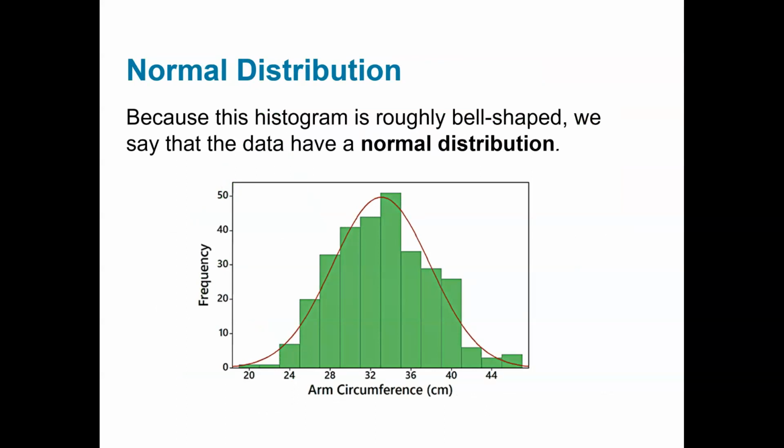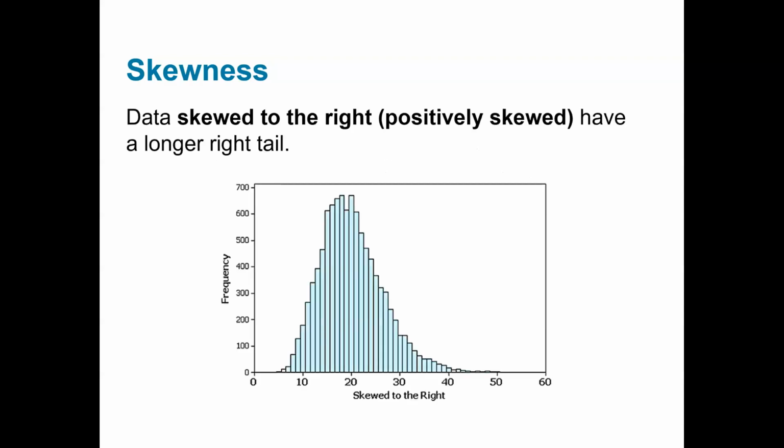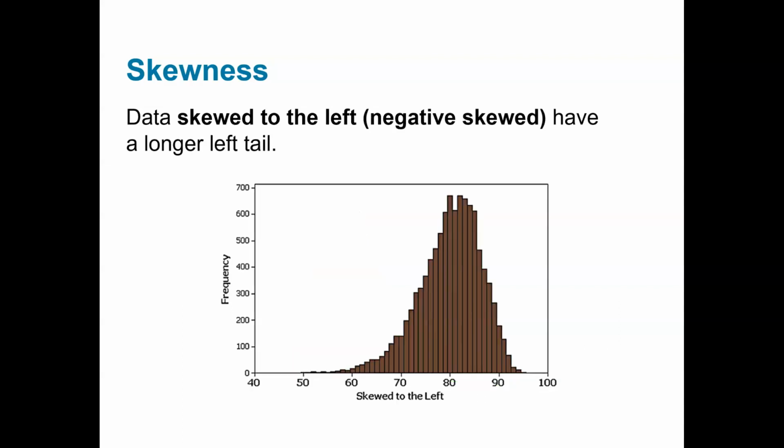A normal distribution is roughly bell-shaped. A distribution of data is skewed if it is not symmetric and extends more to one side than the other. Something that is skewed to the right, or positively skewed, would have a longer right tail. We call these tails over here. So that's a right tail. And that's why you probably think it looks like it's leaning to the left. But it's skewed right because it's got a longer right tail. And it's skewed left if it's got a longer left tail. We'll be talking a lot about tails in future sections.